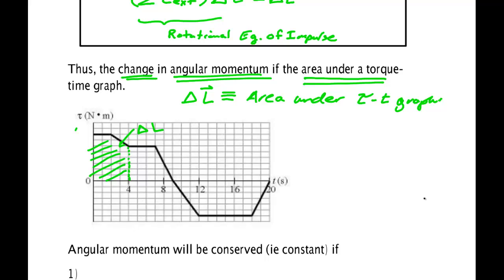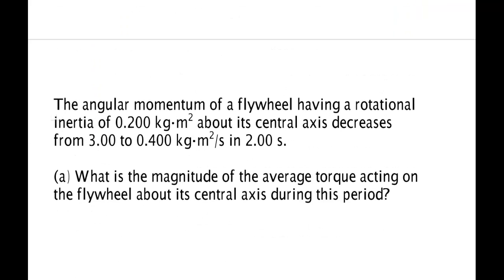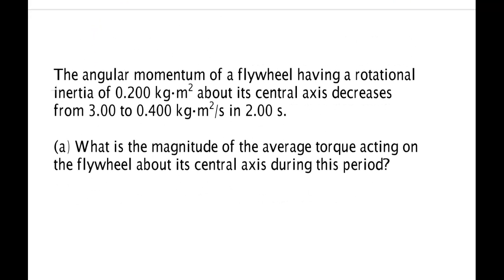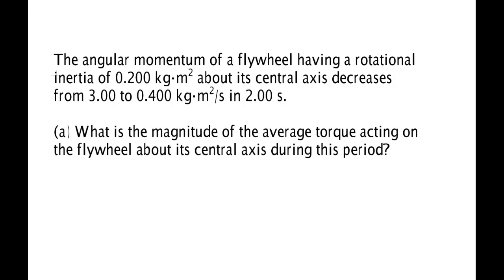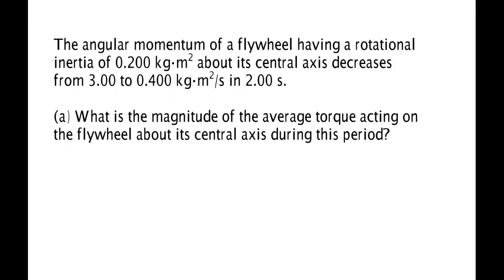Now, let's take a look at one of those problems using both of these two laws. The first one says the angular momentum of a flywheel having a rotational inertia of 0.2 kilogram meter squared about its central axis decreases from 3 to 0.4 kilogram meters squared per second in 2 seconds. What is the magnitude of the average torque?